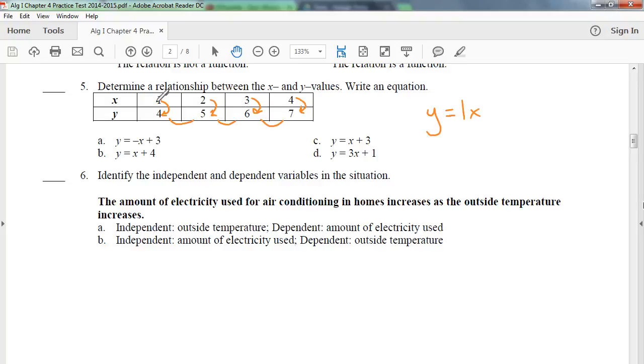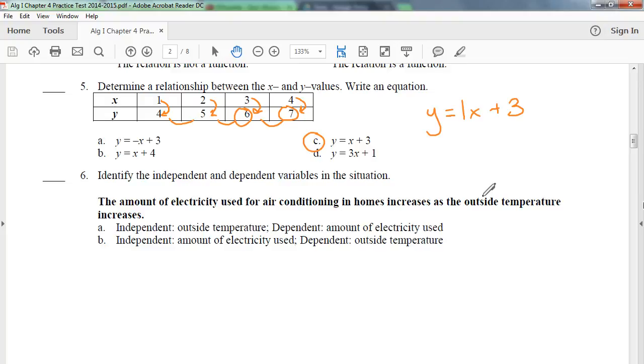But this isn't quite enough because 1 times 1 is 1. We need 3 more to get to 4. 1 times 2 is 2. We need 3 more to get to 5. Each time we'll need 3 more to get to the target number here in the table. So this would be 1x plus 3, and that's option C.